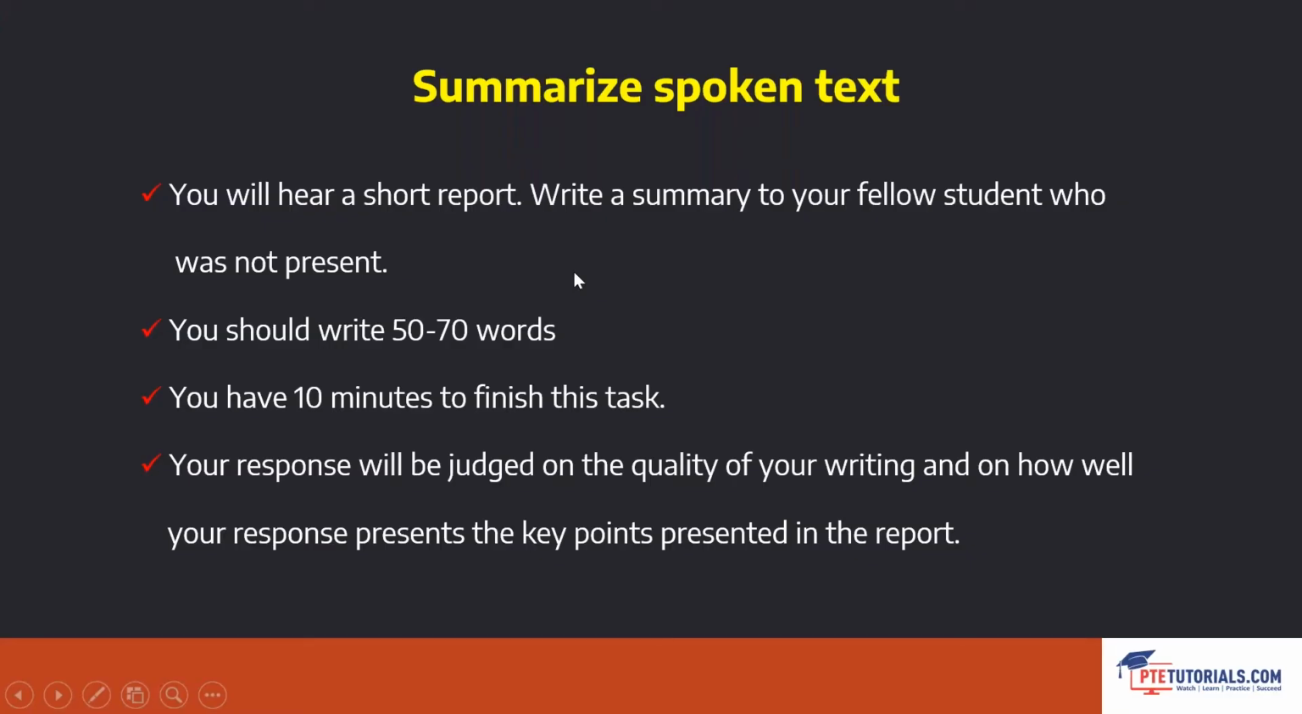And the first question of the listening module will be summarize spoken text. What happens here? You'll hear a short report, write a summary to your fellow student who was not present. You should write 50 to 70 words. You have 10 minutes to finish this task. Your response will be judged on the quality of your writing and on how well your response presents the key points presented in the report.